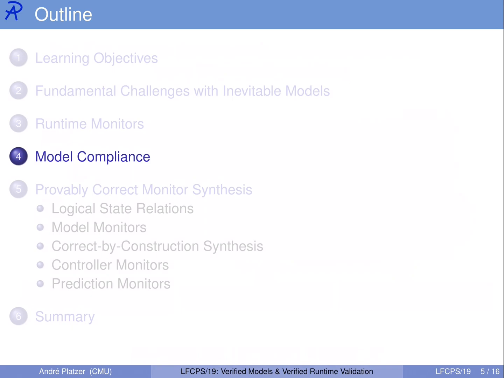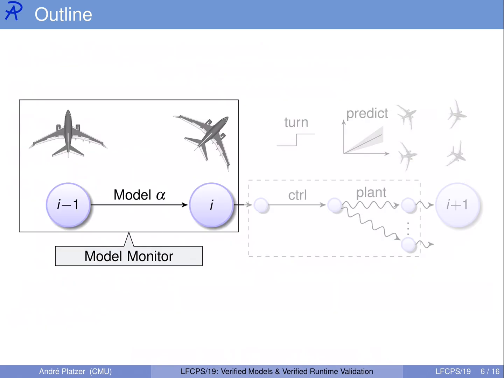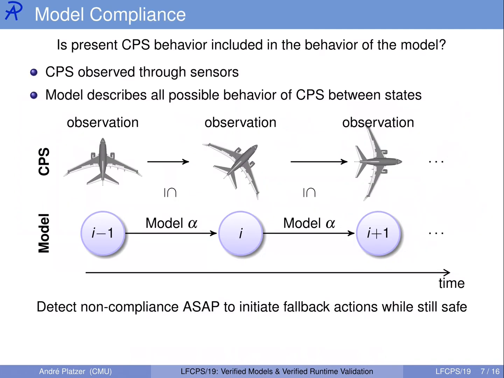So first, about model compliance. Zooming into the question, if the reality made a change, is this compatible with one of the things the model could have predicted? So the question is, is the present CPS behavior included in the model, where of course you will have a sequence of observations, and overall the question for all of those, did this change fit the model or did it not?